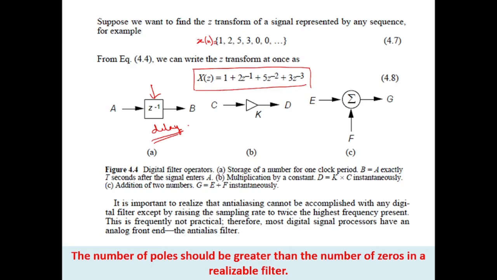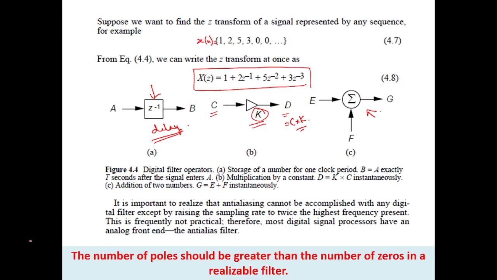Then the second is the multiplier. You all know what a multiplier is. If you give an input c to a multiplier of k, then we will get d, which is equal to c multiplied by k. Similarly, we have the adder. So these are the three functions that we have.